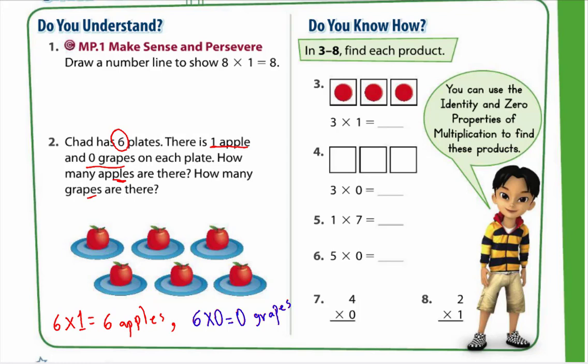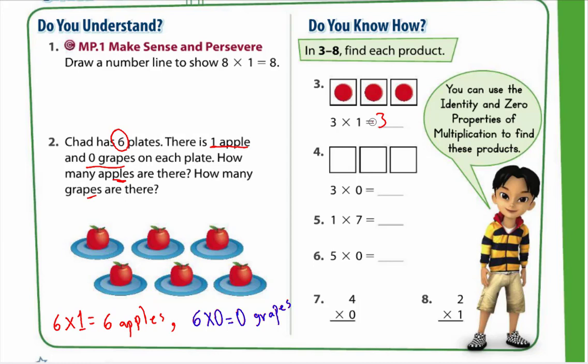I will send this to you on WhatsApp so you can write the answers. And let's go to question number 3. Don't use the mic. Abdulaziz Al-Qahtani. Yes, Abdulaziz. In question number 3, we have a picture here for 3 times 1. Can you help me with this? 3 times 1. Yes, what is 3 times 1? 3. Great, thank you.